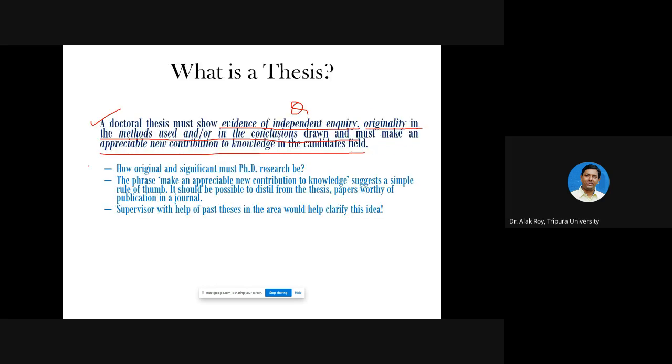So how original and significant must MTech or PhD research be? The phrase "makes an appreciable new contribution to knowledge" suggests a simple rule of thumb. It should be possible to distill from the thesis a paper worthy of publication in a journal. So the supervisor, with the help of past theses in the area, would help clarify this idea.